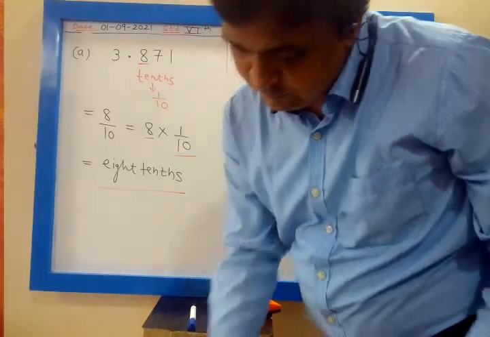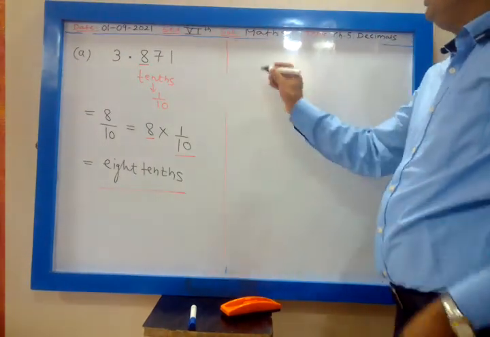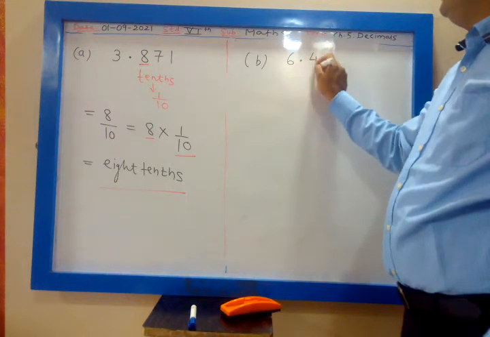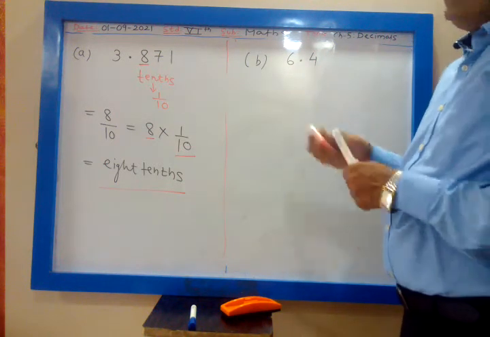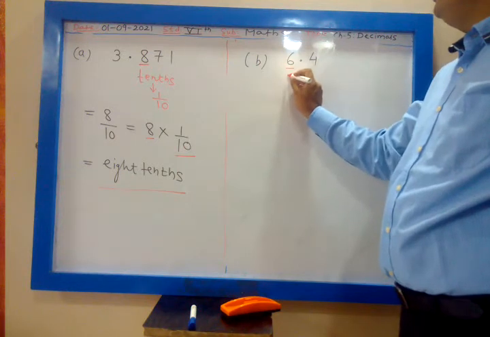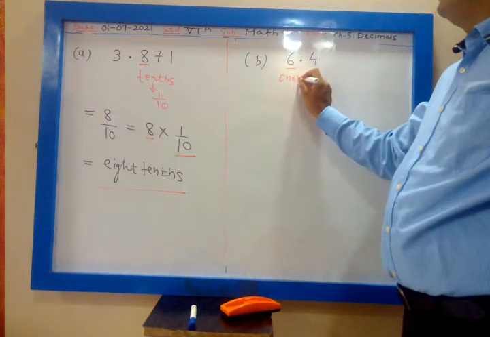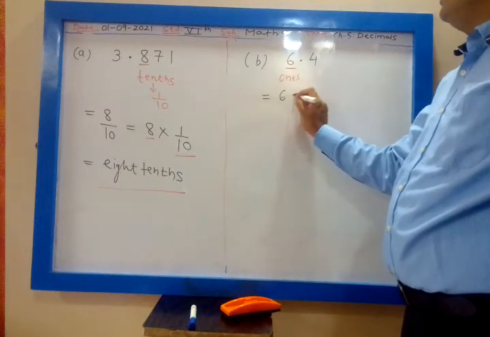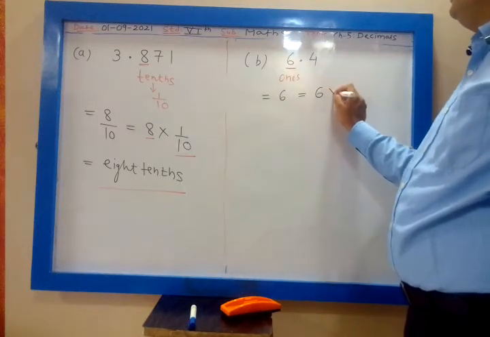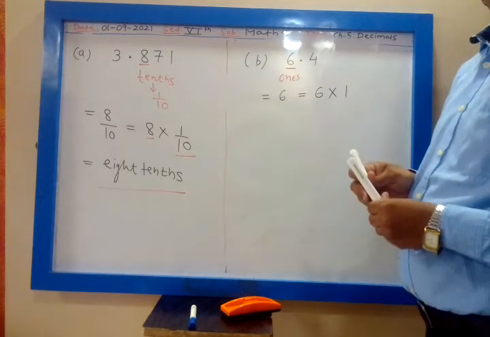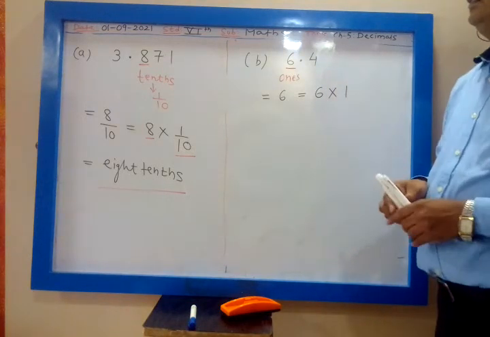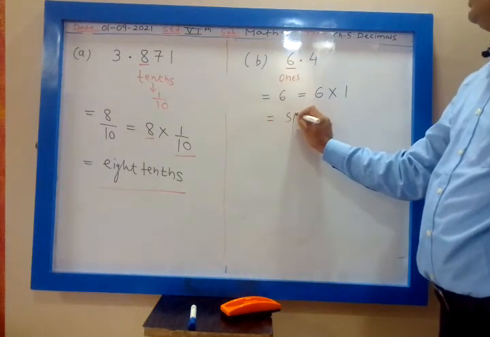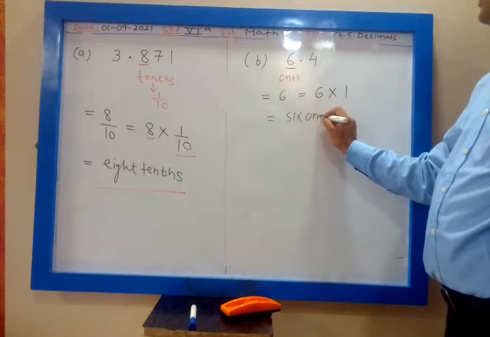Then 6.4, part B. The underlined digit is 6. What is the position of 6? Ones. Yes, my dear. So you can read this as 6, or write 6 into 1. What will you read this as? 6 ones.